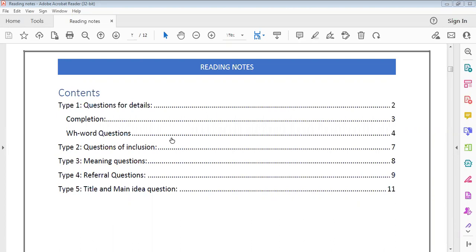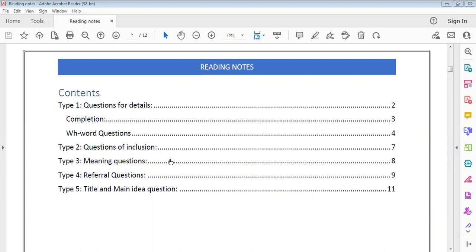The last type we have is the title and main idea question. I ask you about the best title you can choose or recommend for the passage, or the main idea of the passage. In this question I don't want you to restrict your mind to a specific paragraph. I want you to choose the main idea for the entire passage. Clear? These are the types, and we will go one by one now.